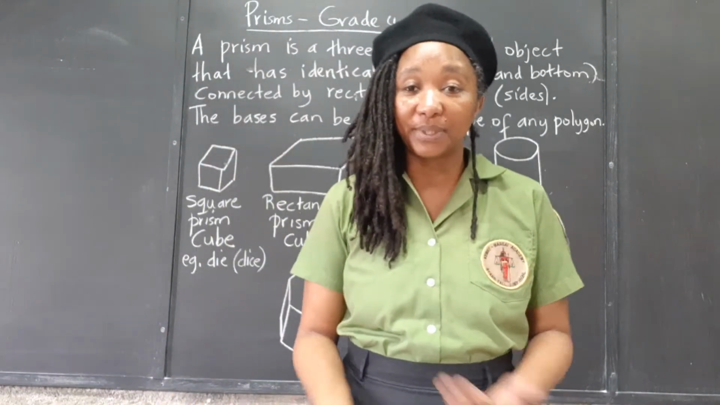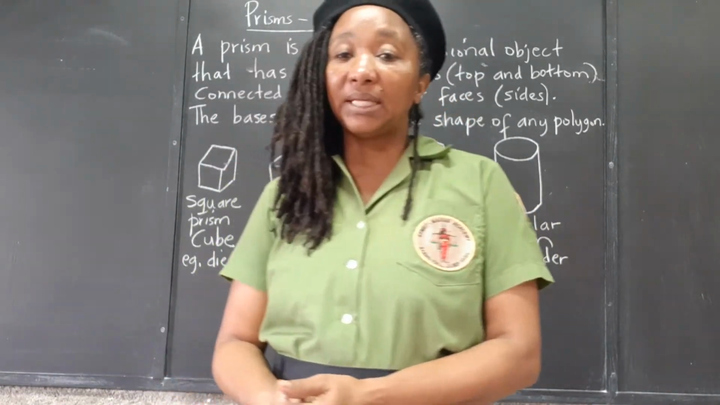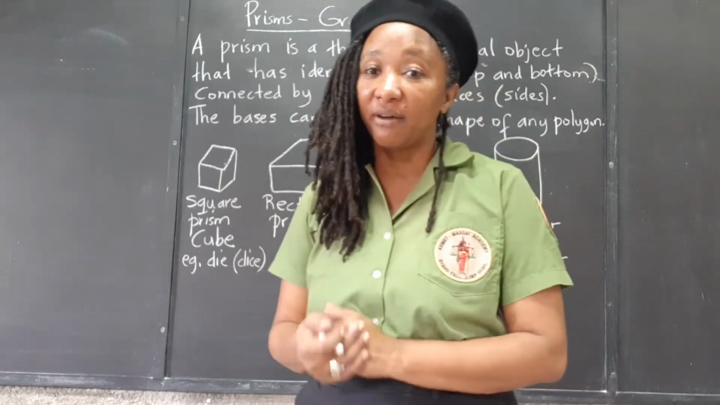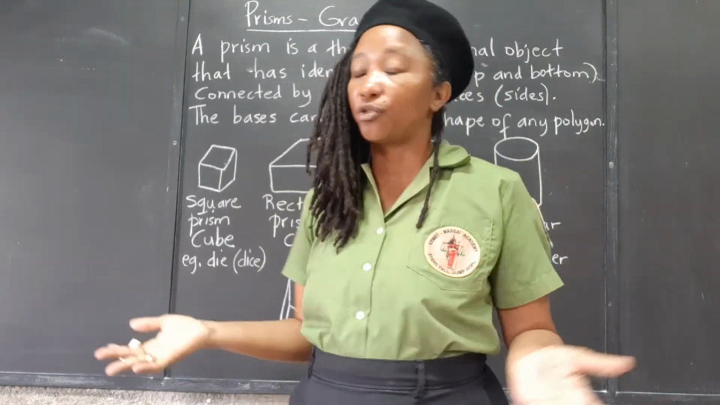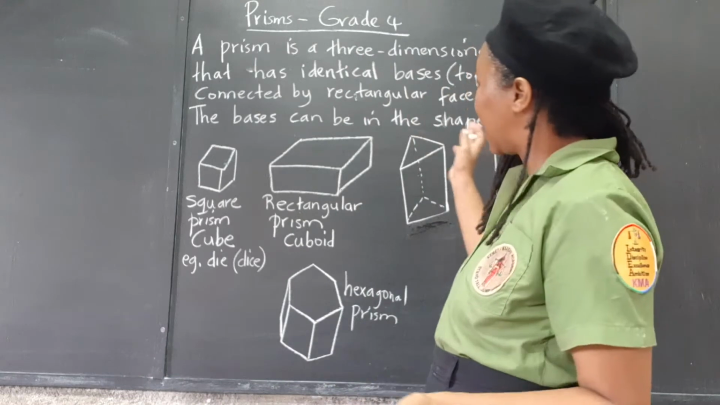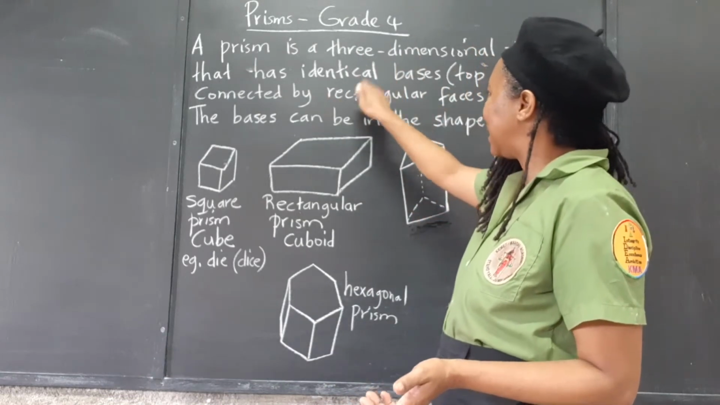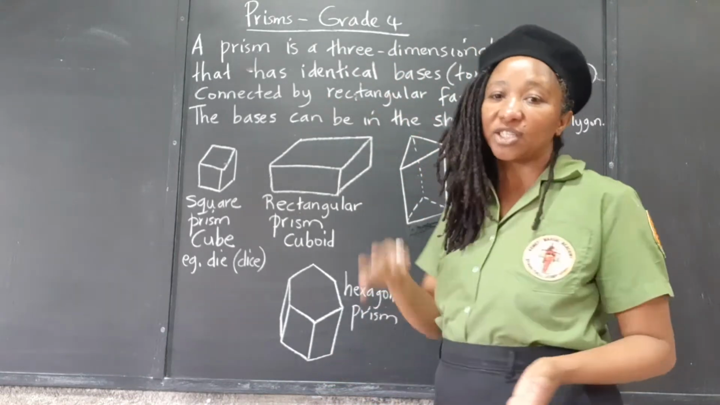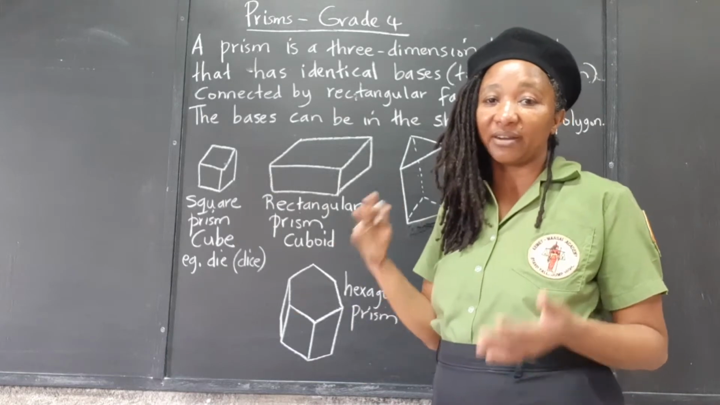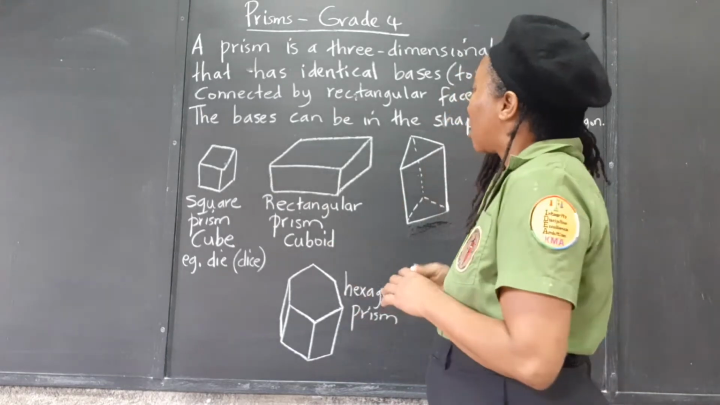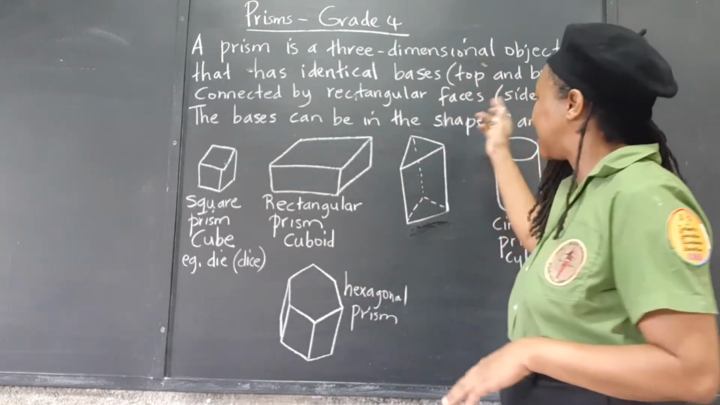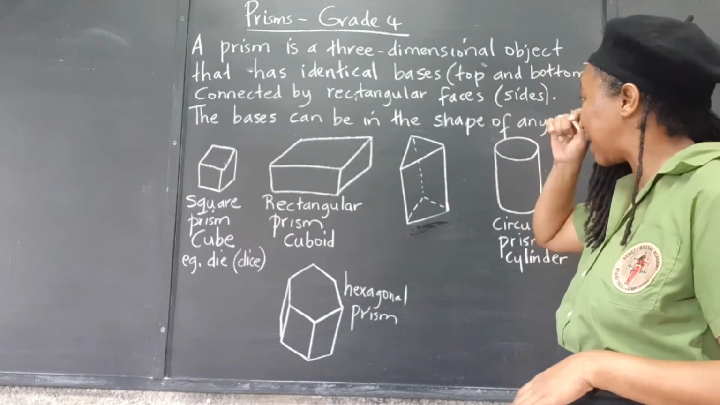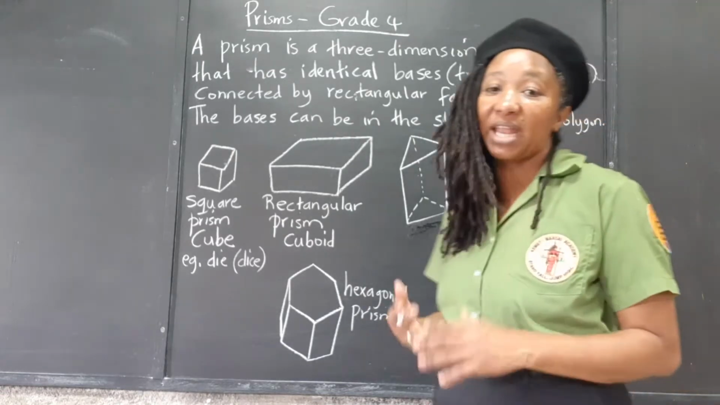This morning we're looking at prisms. What are prisms? Well, a prism is a three-dimensional object that has identical bases. That means the top and the bottom are identical, they're the same shape, connected by rectangular faces or sides, right? And the bases can be any shape, any polygon.